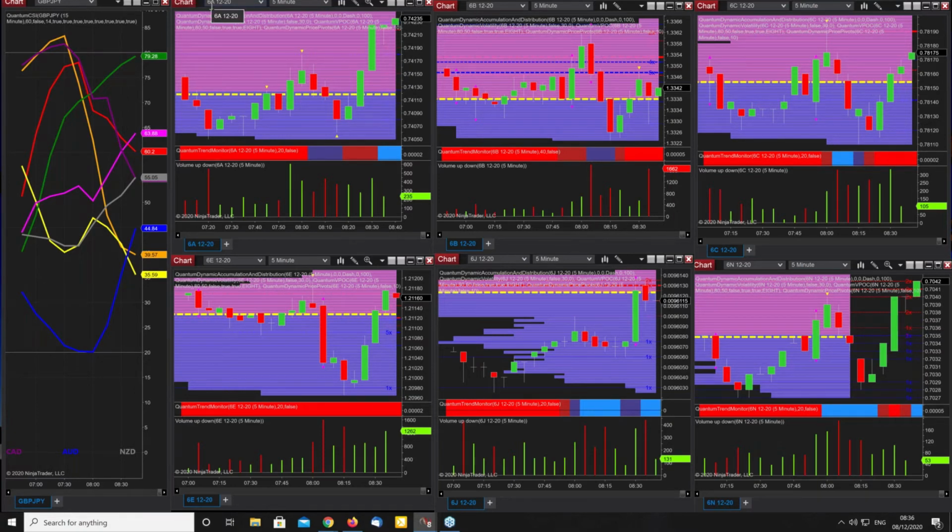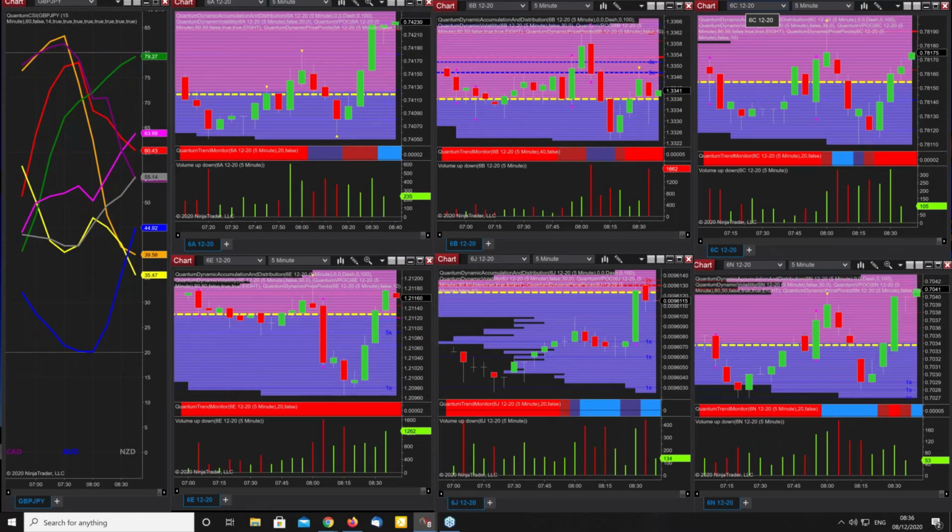This is the Aussie dollar 6A, 6B is cable, 6C is CAD dollar, it's not dollar CAD, so it's the inverse because these are the futures markets. We've got the euro dollar down here, we've got the yen dollar here, and we've got the New Zealand dollar over on the right-hand side. So these are all pointing in the same direction in terms of dollar strength and weakness. And you can see what's going on here in terms of which pairs are likely to be moving. And again, it's a classic example.